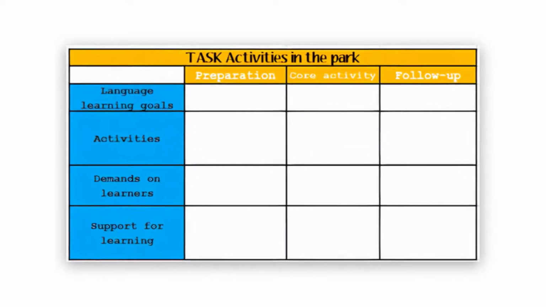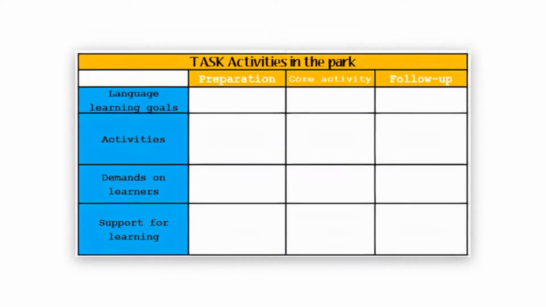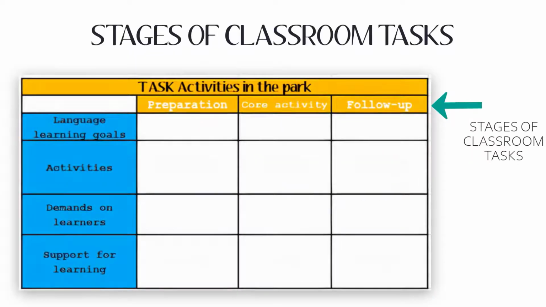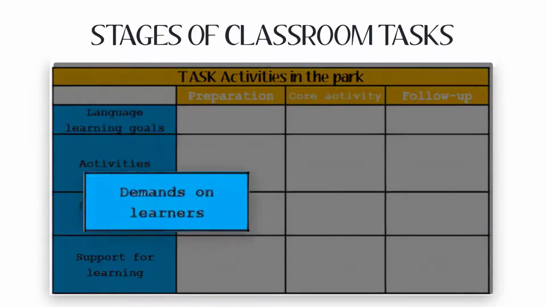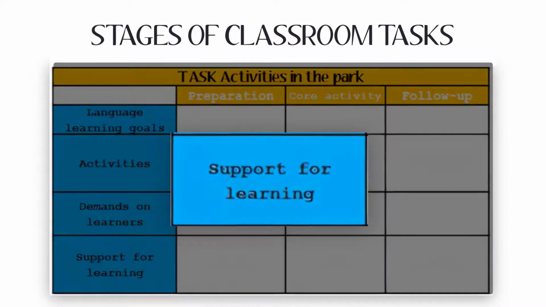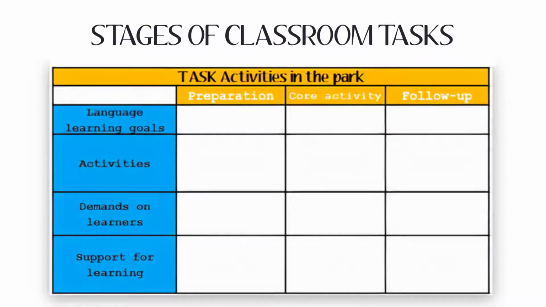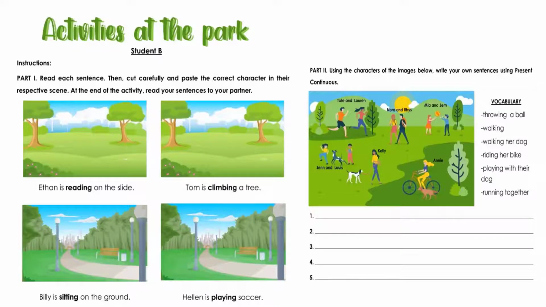Now we are going to see a chart that is very essential when planning activities. The chart follows the stages in classroom tasks and contains all we have seen, from learning language goals, activities, demands on learners, to support for learning. For that, let's go back to our previous example, activities in the park.